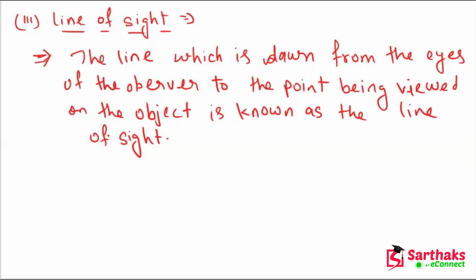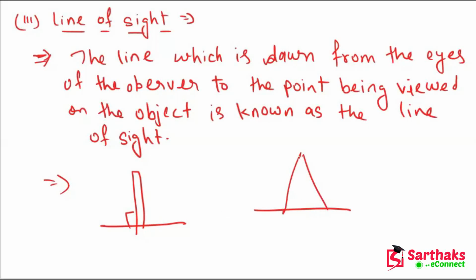the observer's eyes to the top of the building or tower produces an imaginary right angle, where the height of the building or tower is considered as the perpendicular of a triangle. Like this, let's suppose this is a building, so it is considered as a perpendicular, or let's suppose this is a tower, so the distance is considered as a perpendicular.